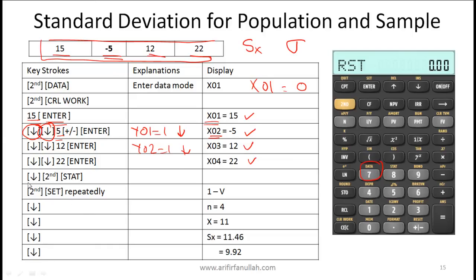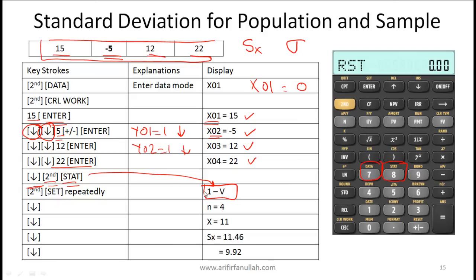You then hit, after entering the 4th data point, down arrow again and then second and stat. Second and stat is right next to the data button. Then hit second set until you see 1-5 on your screen. If you see 1-5 on your screen, then you're good. If not, then hit second set until you see 1-5 on your screen.